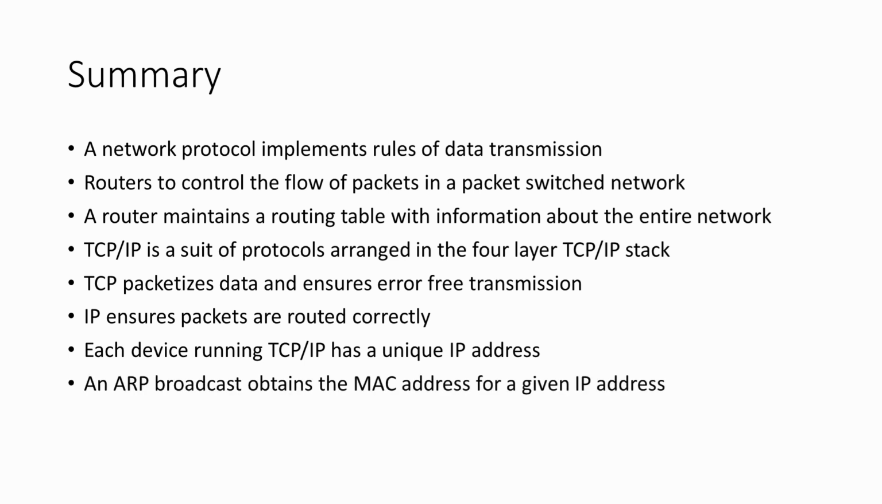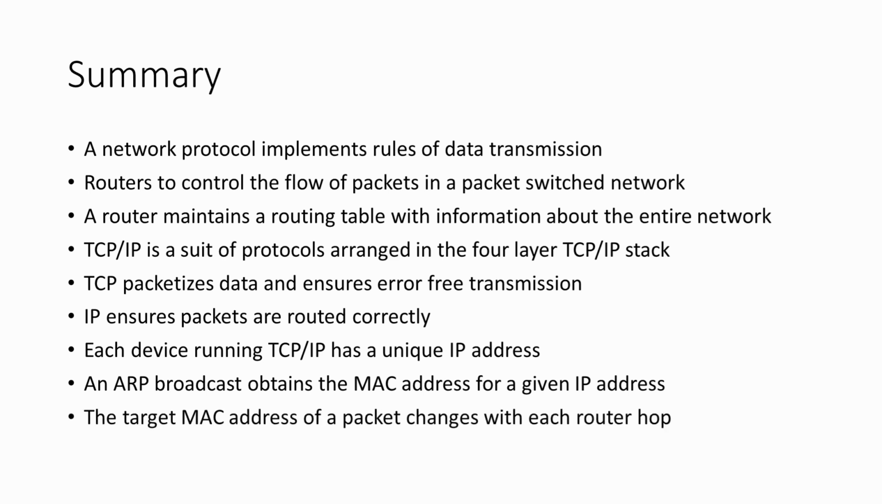ARP allows TCP/IP packets to be sent inside Ethernet frames. It's a means by which the MAC address of a networked device can be obtained from its IP address. As a packet moves across a large routed network, the MAC address of the Ethernet frame that contains it is swapped at each router, allowing it to hop to the next router.